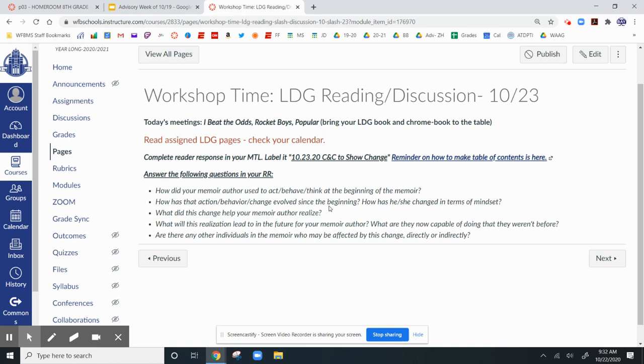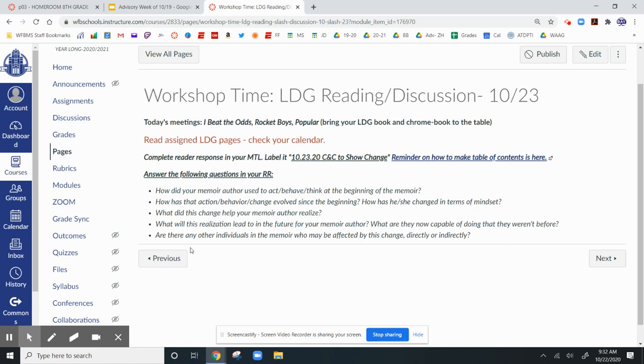That's the "this is important because" sentence stem. Not just what you notice as far as a signpost, but why is it important? What did the change prompt in your memoir author? What did it lead them to? What will this realization, as I said, lead to in the future? What are you inferring forward and how this change in mindset might help them? What are they now capable of? Maybe they weren't capable of something before with their old ways.